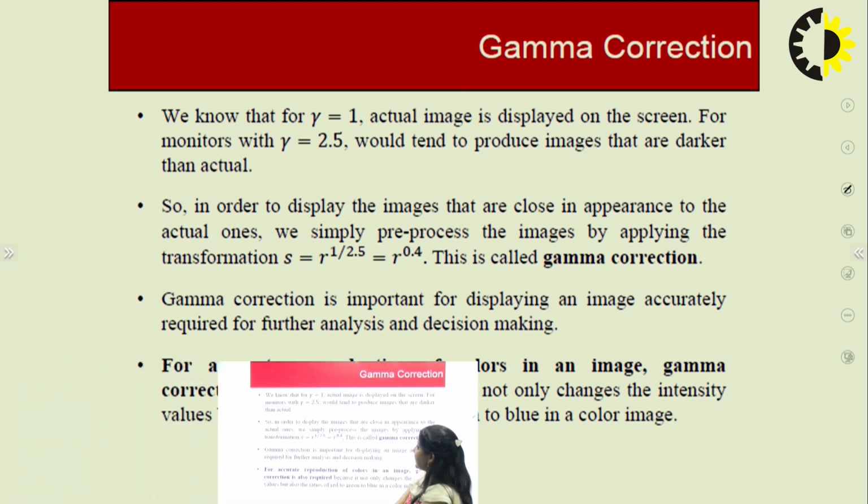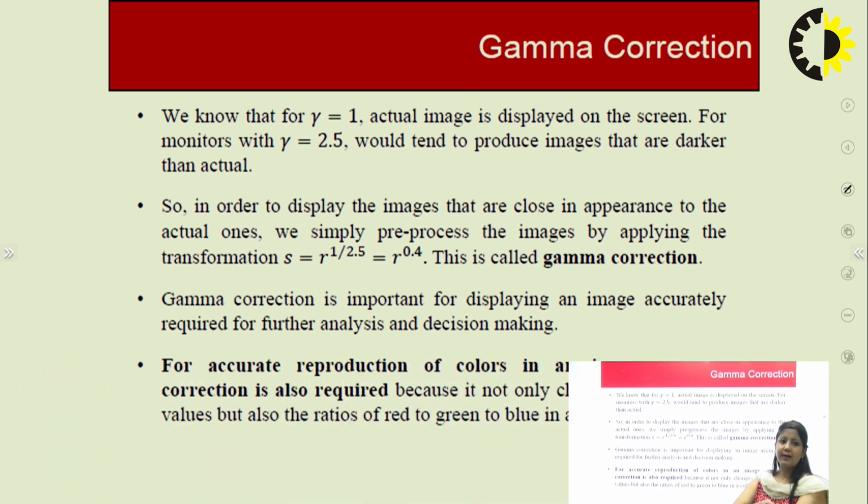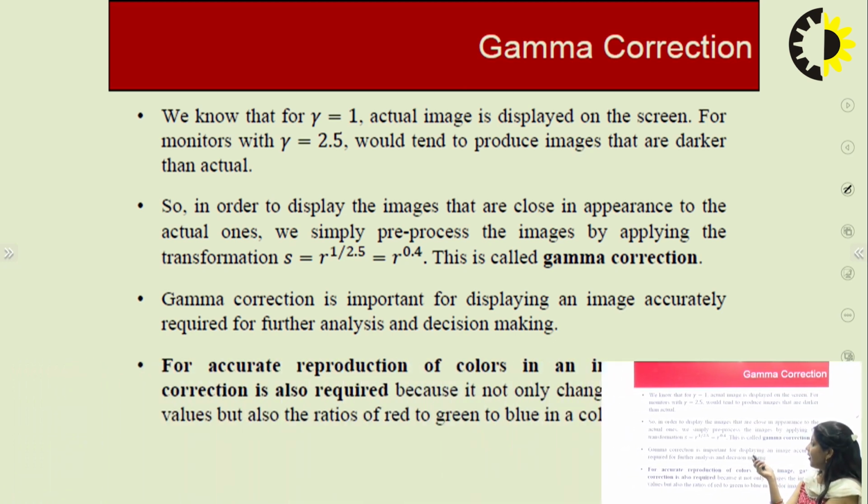Next is gamma correction. Gamma correction depends on which device we have to send the image to. So generally we have to apply the gamma correction on the image according to the device.